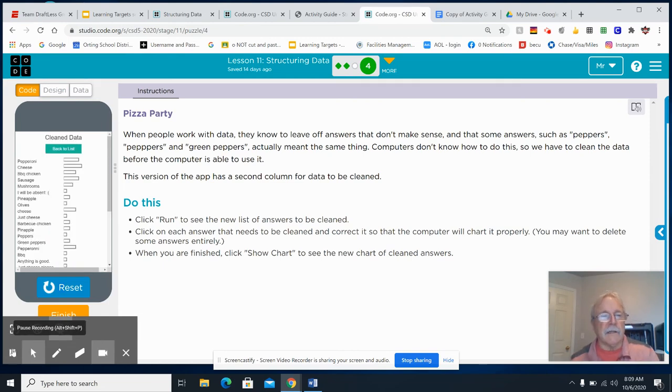Okay, so once you've finished editing your data, go ahead and push Show Chart at the top, and this is what you should come up with, something like this. Some of the things you may have done when you edited was cut out some of the words that were involved in it. Made barbecue chicken definitely barbecued chicken instead of just chicken. Anything is good. Maybe not put anything in it, or just go ahead and put in cheese.